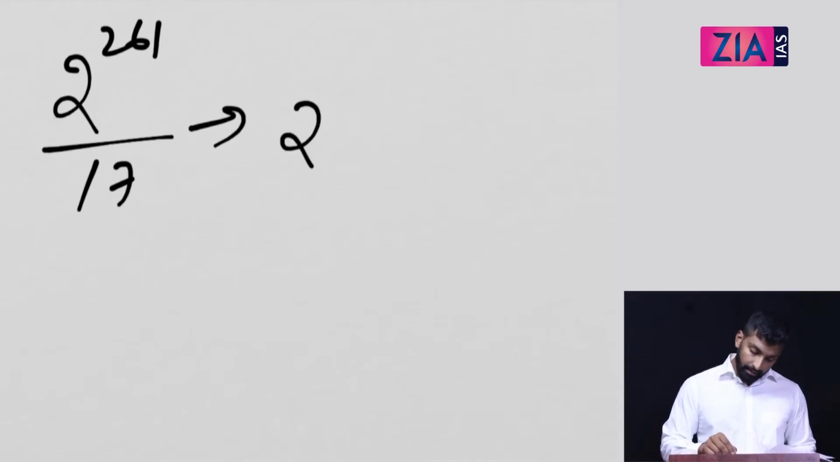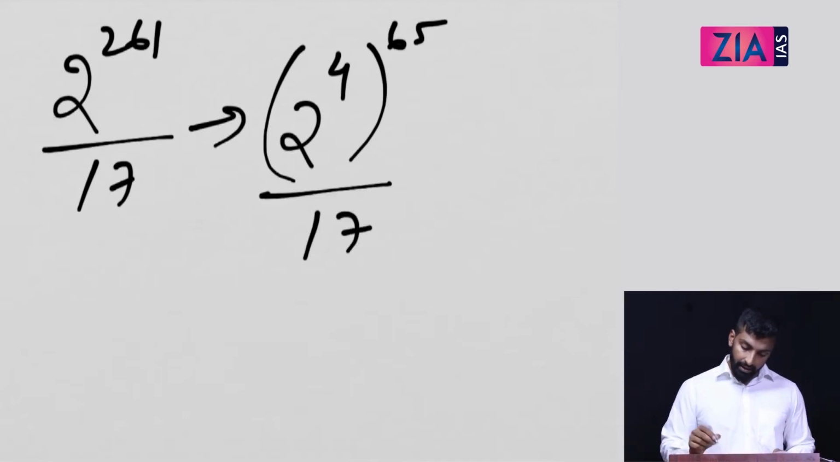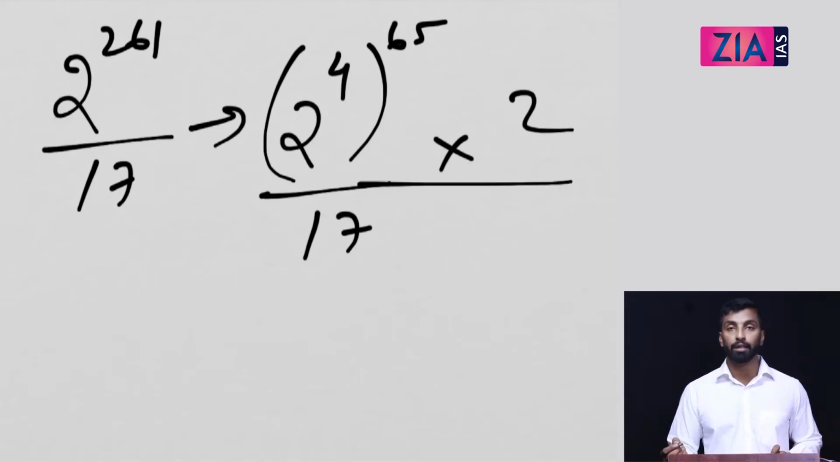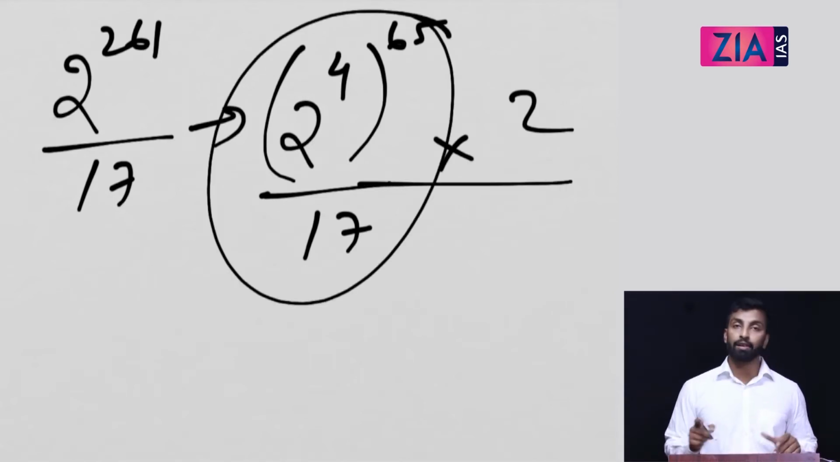Now what if it is 2 raised to 261 divided by 17? Then you will write it in the same way: (2 raised to 4) raised to 65 divided by 17. Okay, perfectly fine. Up to 260 is covered. Then you will write it as into 2. So you know this much, you will get some remainder. You get -1 as a remainder.